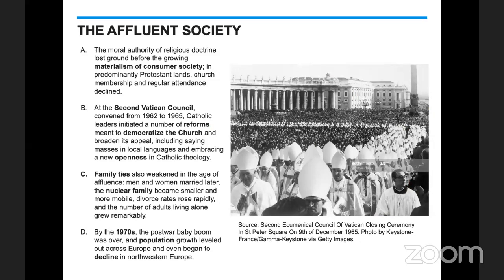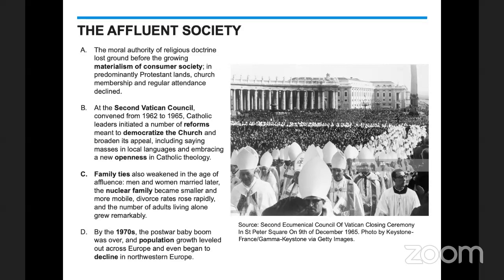Let's take a look at the source first, because we're going to move from affluent society to talking about changes that are also causing some of this affluence, and they're kind of political changes as well. But take a look at the source. This is the Second Ecumenical Council of the Vatican closing ceremony, St. Peter's Square, 9th of December, 1965.